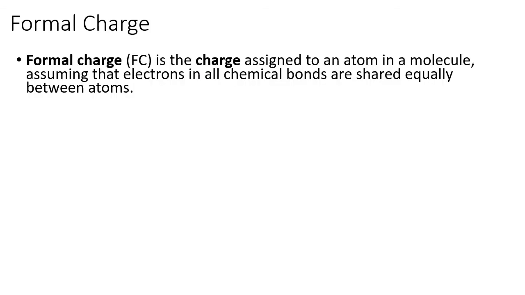Next, we'll review a concept called formal charge, which will be fairly important when analyzing organic structures. So formal charge is a charge that we assign to an atom in a molecule. And it's kind of a bookkeeping method where we are assuming that the electrons in the bonds are shared equally. We break those bonds down the middle and give each atom one of the electrons.